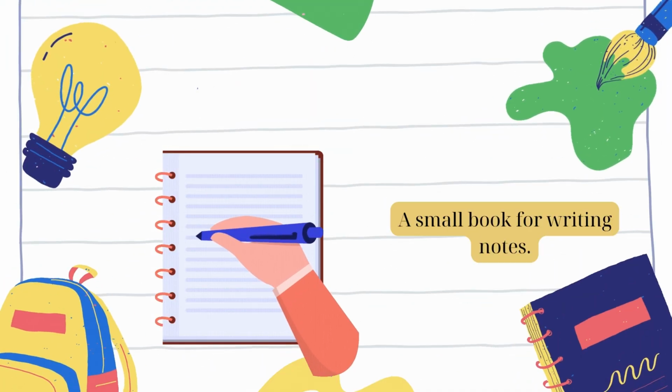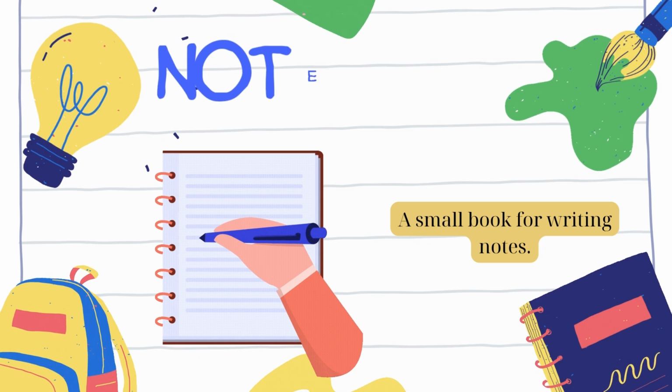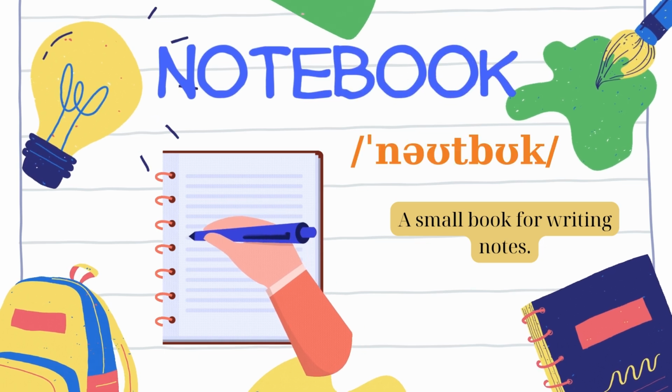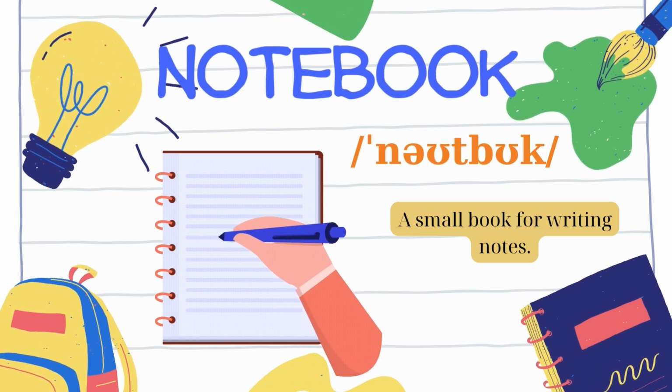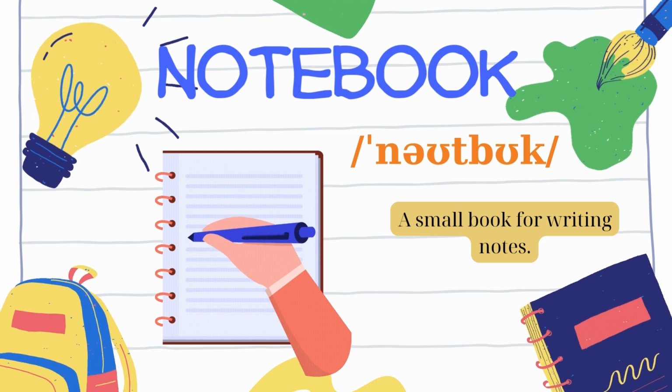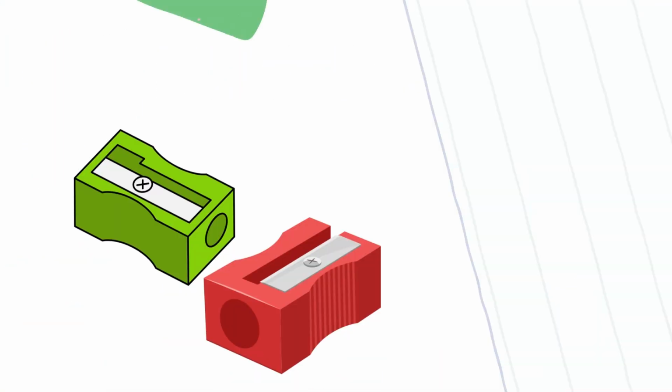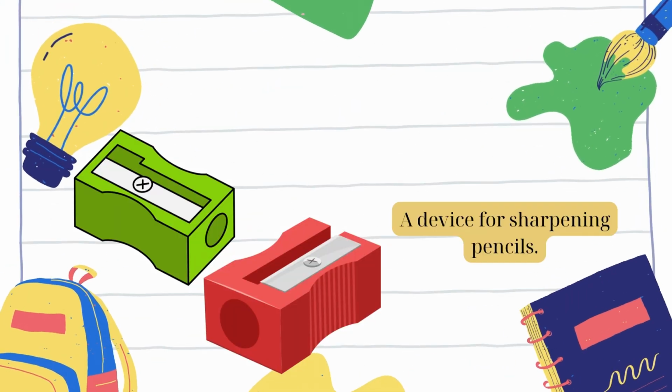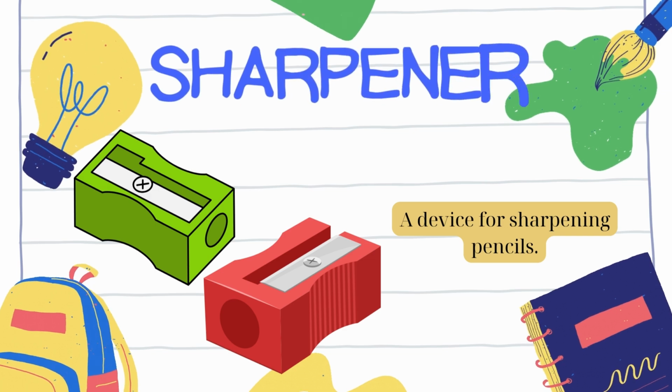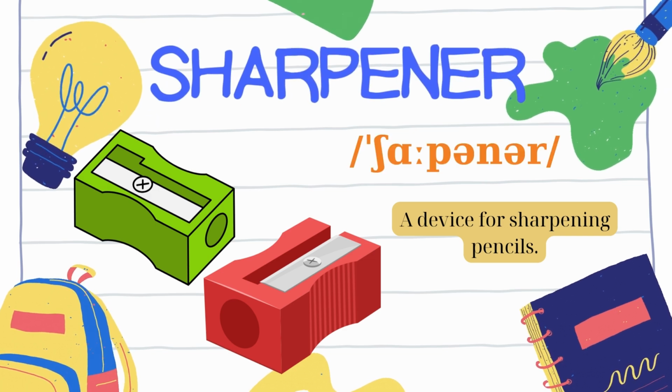Notebook. Notebook. Let's say it together. Notebook. Notebook. Sharpener. Sharpener. Now repeat. Sharpener. Sharpener.